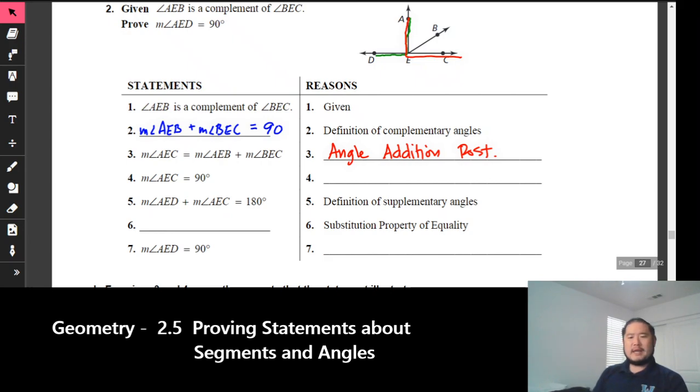Maybe there's a connection that can be made. Okay, take a look at statements 2 and 3. If I look at that right there, I can say that AEB plus BEC is equal to 90. I see right here AEB and BEC shown once again, and then I have right here the measure of AEC.